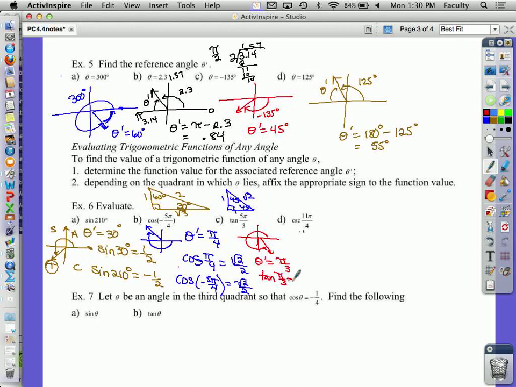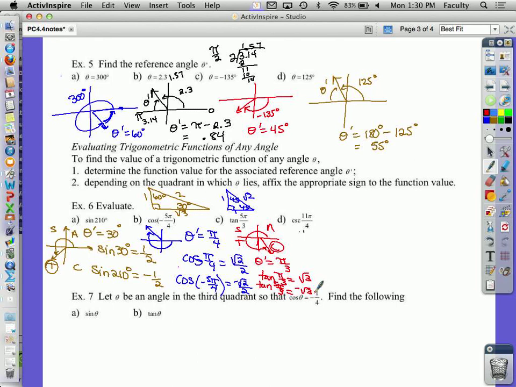Tangent pi over 3 is tangent 60, so that's radical 3. And so tangent 5 pi over 3, all students take calculus. In the 4th quadrant, cosine's positive, so tangent would be negative. Okay?